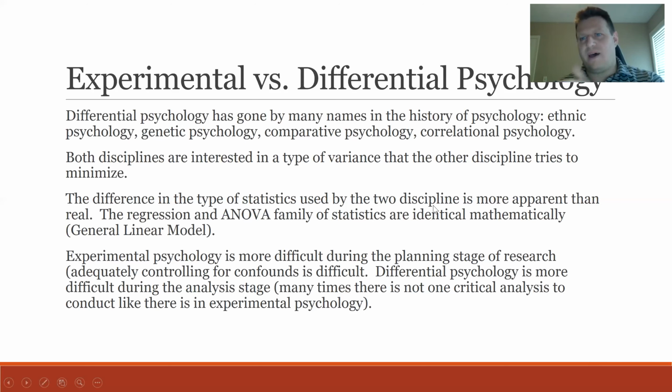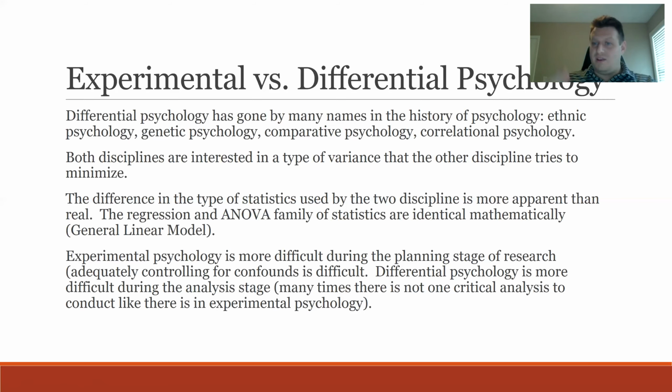Just a little bit about the differences in conducting these studies. Experimental psychology is more difficult to plan. You need to think about all of the variables you want to control, and what your experimental manipulation is going to be. So planning an experiment is very hard. Carrying out the experiment is not hard. Doing the statistics is not hard.